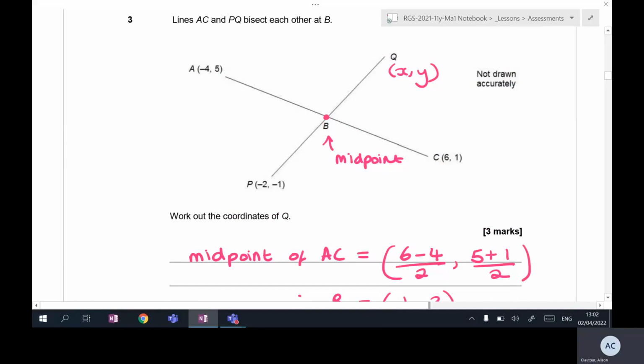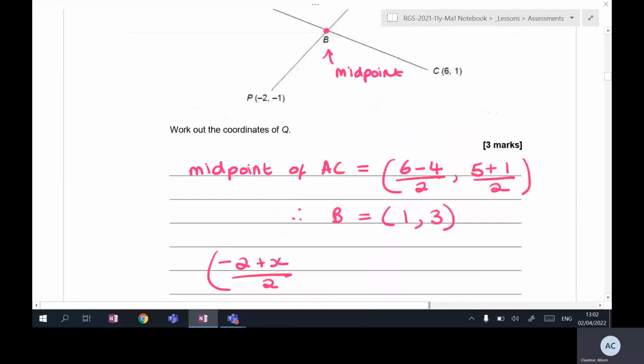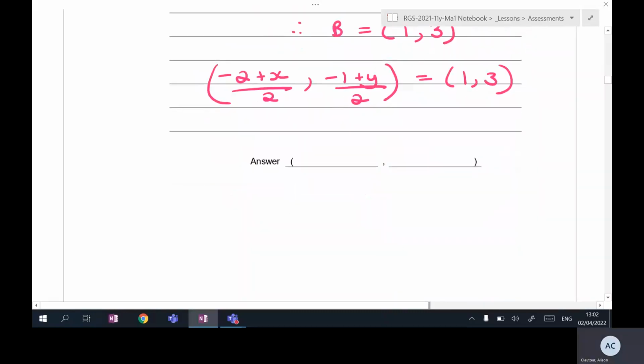Okay, and then I can follow the same procedure. So I know if I average my x coordinates, so minus 2 and x, and then divide by 2 because I'm averaging. Do the same with the y coordinates, so minus 1 and y, average those, so divide them by 2. That's going to give me my midpoint of 1, 3. So I can just compare my x coordinates and solve that equation. And then do the same for y.